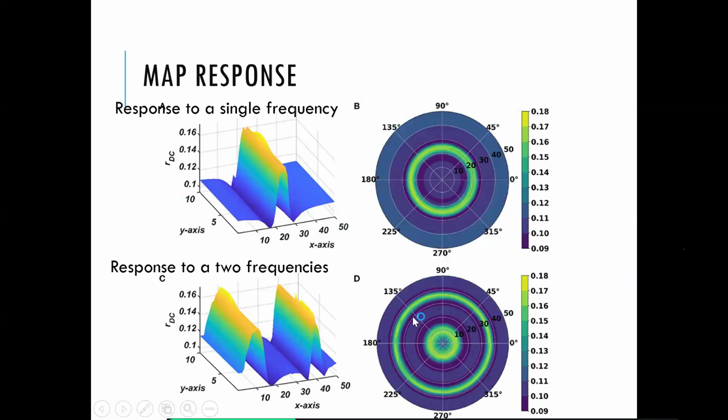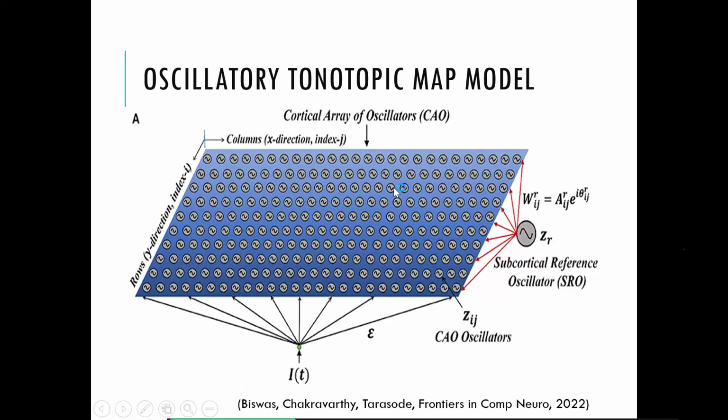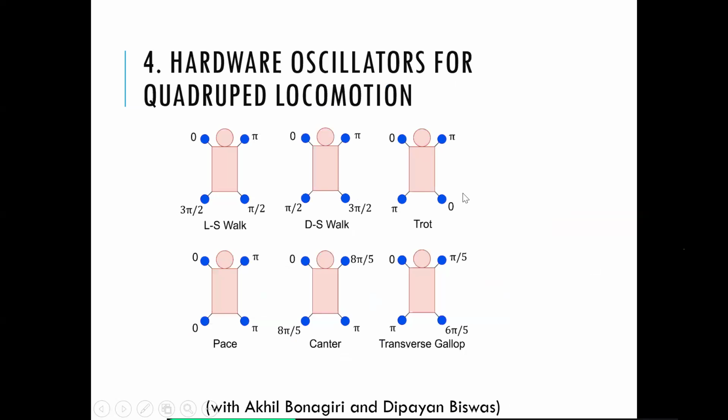If you give a signal with a single frequency and a given phase, an entire column corresponding to the frequency gets activated, and within that column, a subset of oscillators will have high response because this subset corresponds to that specific phase. So the entire array maps frequency and phase. A given frequency and phase is mapped onto a given oscillator, a small area inside this two-dimensional map. So that's a tonotopic map of oscillators.